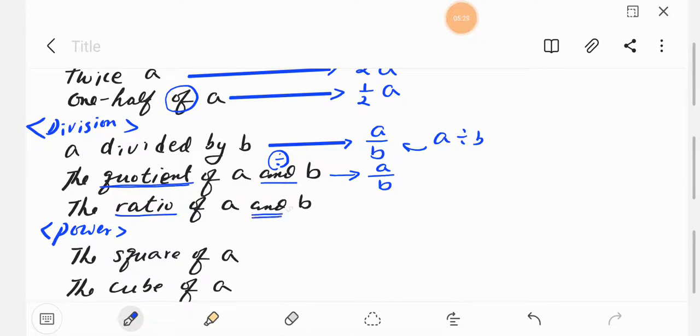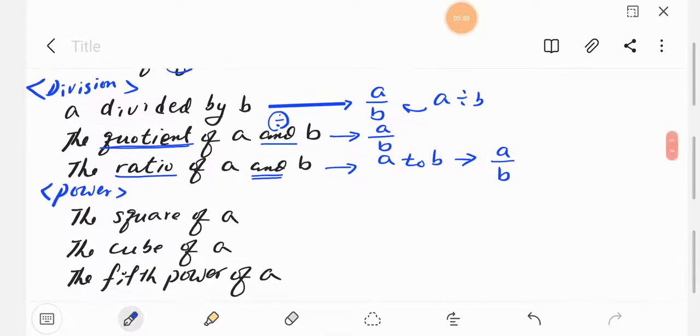The ratio of A and B means this is a fraction. So A to B means A over B. A comes first, so A goes to the numerator and B goes to the denominator. A over B. So far it's okay.